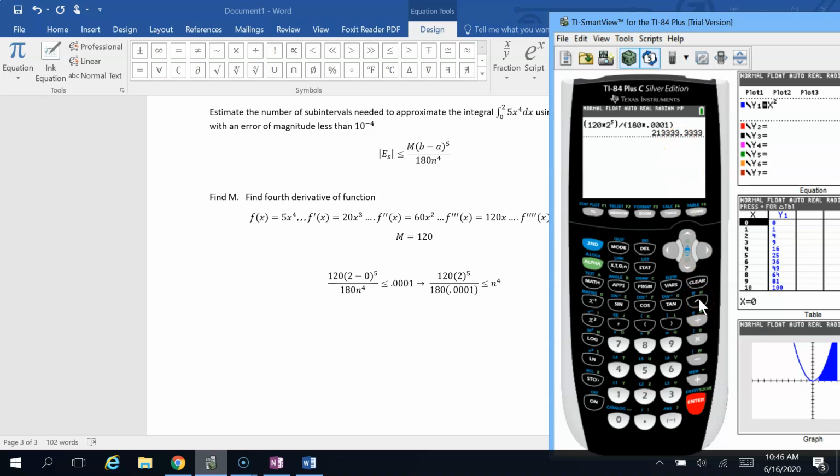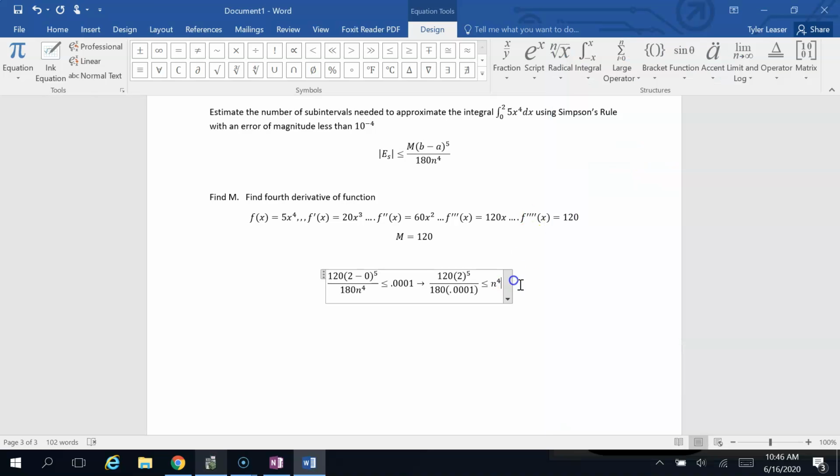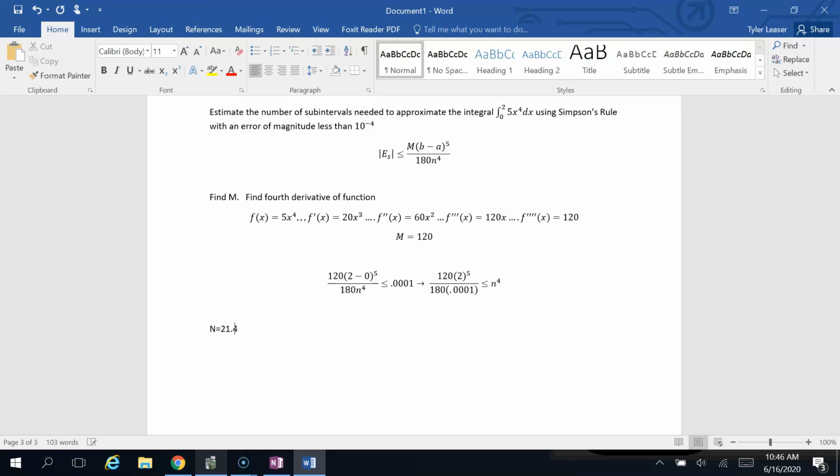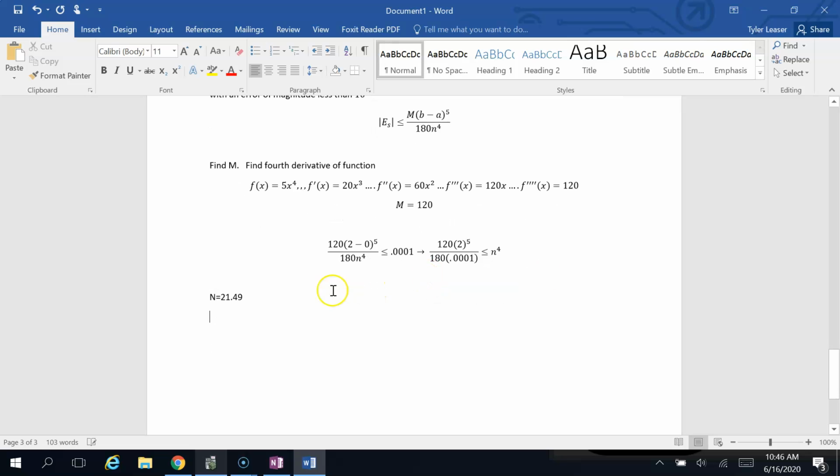There's a couple different ways to take the fourth root. I think the easiest way is just to raise it to the 1/4 power. Same thing as taking the fourth root. Great, and we get a number, 21.49. Now remember that our n here represents the number of partitions. The number of partitions cannot be a decimal. It has to be a whole number. And one thing I want to stress here, always round up. And for Simpson's, always round up to the next even number. All right, so our final answer for this one's going to be 22.